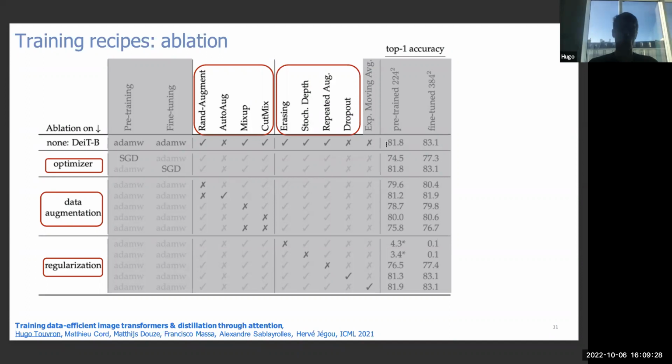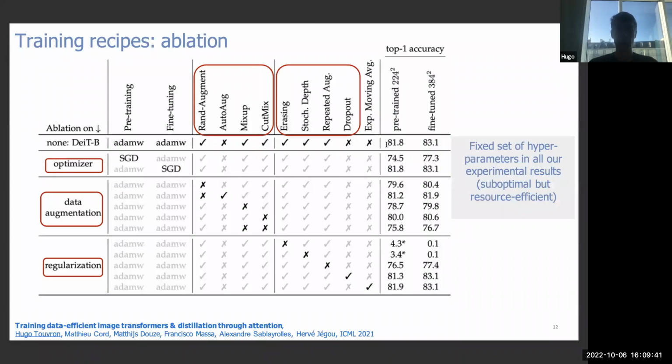We consider RandAugment, AutoAugment, Mixup, and CutMix for the data augmentation, and for the regularization, we consider random erasing, stochastic depth, repeated augmentation, and dropout. So we try different combinations of data augmentation and regularization. And thanks to these different ablations, we design the first row, that is the DeiT training strategy.